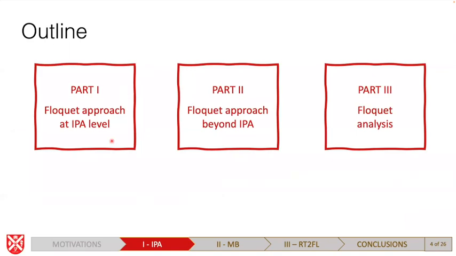So this is the outline. We'll divide this talk in three parts. First, we'll describe the formalism that we arrived at, at the independent particle level, and we'll present some results. Then we will go beyond the IPA approximation and show what we obtain with the inclusion of many body effects and some convergence issues that arise. And then we will try to understand those convergence issues by means of a Floquet analysis tool that we also developed. Okay, so the first part.